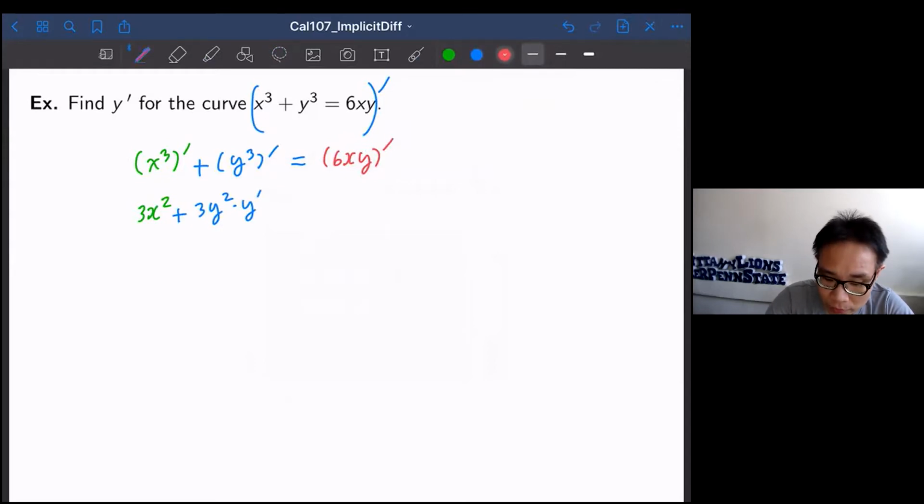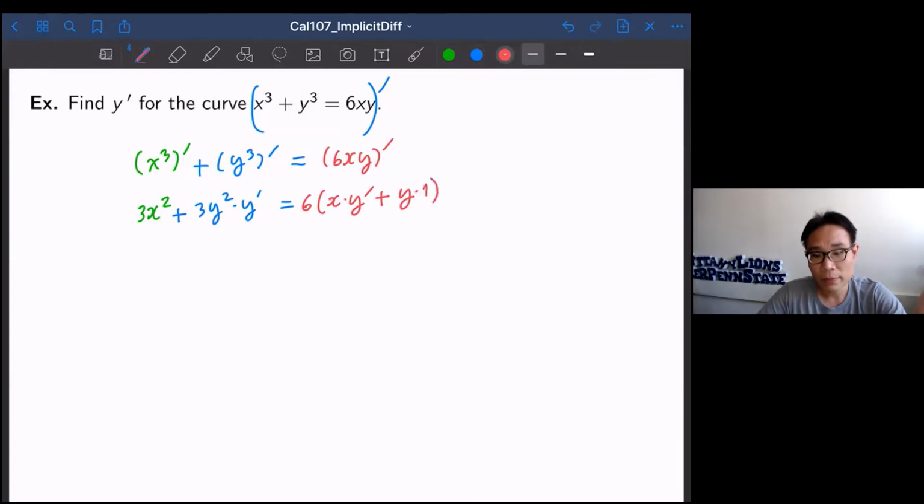And you differentiate 6xy, so it's gonna be 6, and you differentiate xy, so it's gonna be the first derivative times the second plus the second times the derivative of the first. The derivative of the first is equal to 1, so you may write 1 here. Okay, so this is what you have.